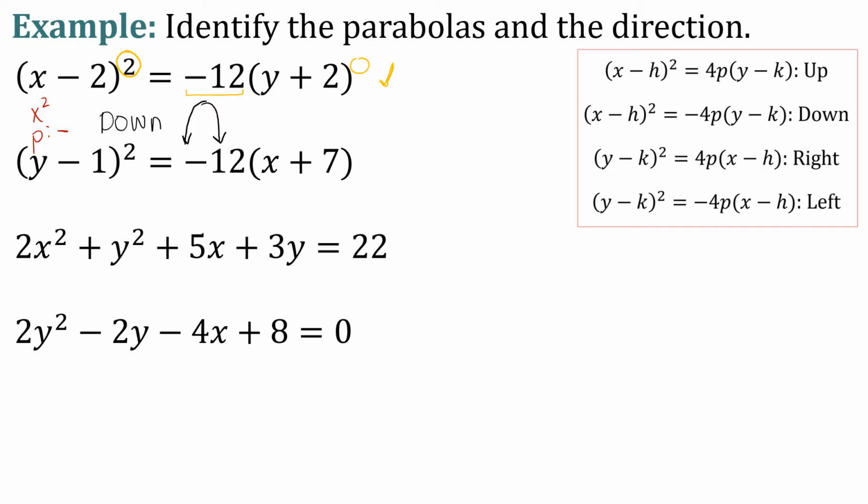My next equation is y minus 1 squared equals negative 12 times x plus 7. Is only the x or the y squared? I see that y is squared, y minus 1, and I see that x is not. Everything else is in standard form. It matches standard form for parabolas. So yes, this is a parabola. I see that my y is squared and the p is negative because of the negative 12. Therefore, this parabola opens to the left. So this parabola is going to look something like this.